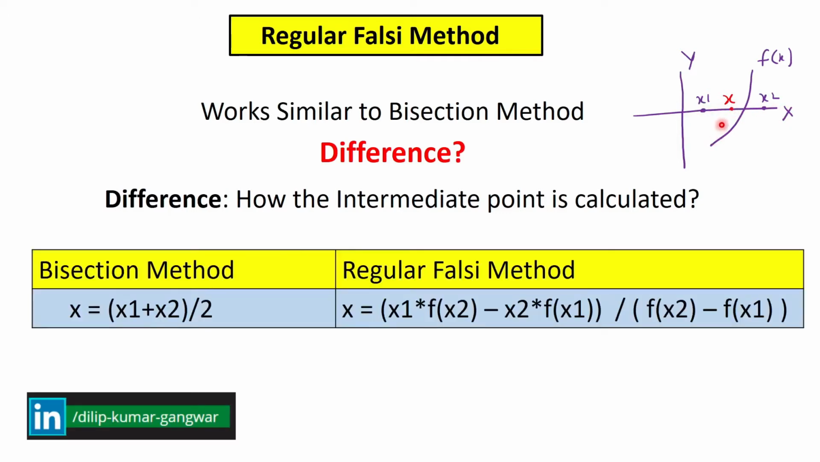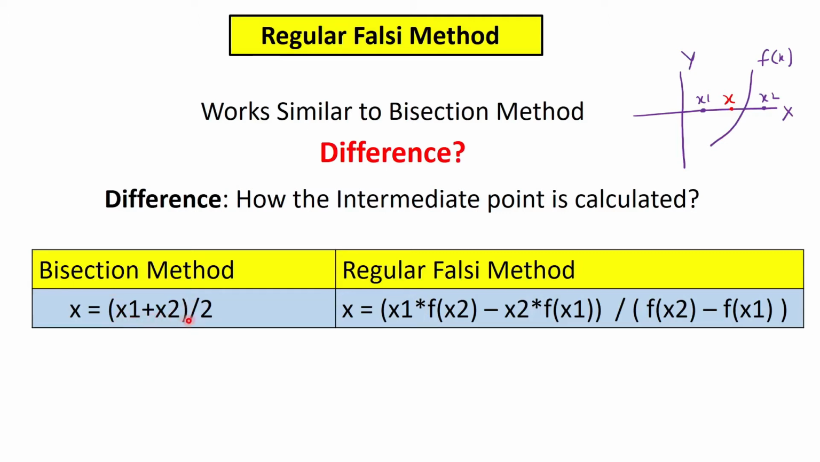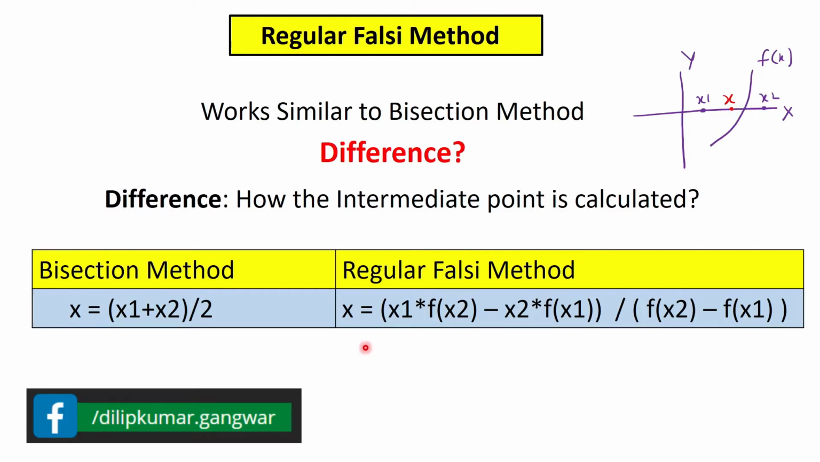We have seen in the previous video that this x point, the intermediate point, was calculated by this formula in the bisection method. That means x equal to the sum of both x1 and x2 divided by 2. But in regula falsi method, this intermediate point, that is x point, will be calculated using this formula. So this is the only difference between the bisection method and the regula falsi method with respect to its working. Otherwise, most of the working of the two methods is similar. We will see how this formula can be calculated.